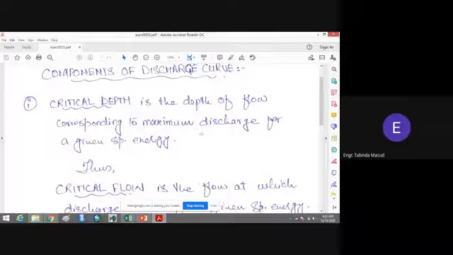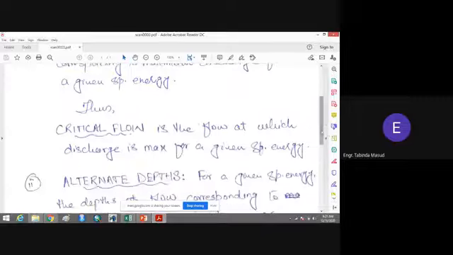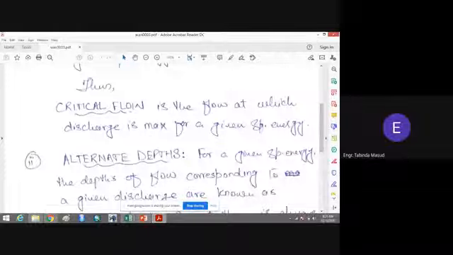In case of the specific energy diagram, we discussed that critical depth is the depth of flow where specific energy is minimum for the constant unit discharge. And here we say that critical depth is the depth of flow where the unit discharge is maximum for a constant specific energy. You must say which term is constant. For the specific energy diagram, unit discharge is constant, and for the discharge curve, specific energy is constant. Thus, we can also define critical flow as the flow at which discharge is maximum for a given specific energy.